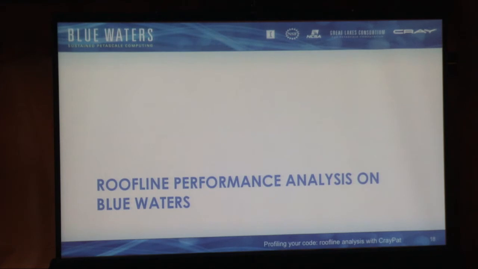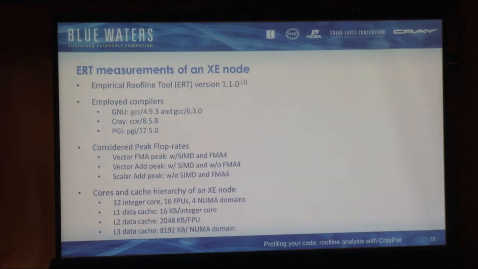Okay, so this is a detailed instruction on how to use the roofline model on Blue Waters. First of all, we have to measure the roofline: what is the maximum performance of a Blue Waters XE node? There are several ways, but we use the Empirical Roofline Toolkit, and we tested all the available compilers on Blue Waters: Intel, GNU, Cray, and PGI. We also consider three different peak flop rates. The highest one is the vector FMA peak, which means with all the SIMD operations and the FMA instruction. The second highest is with SIMD, but without the FMA instruction. The lowest is without SIMD and without the FMA instruction.